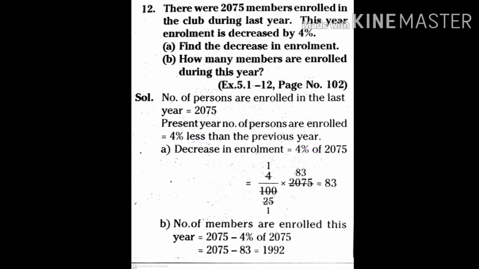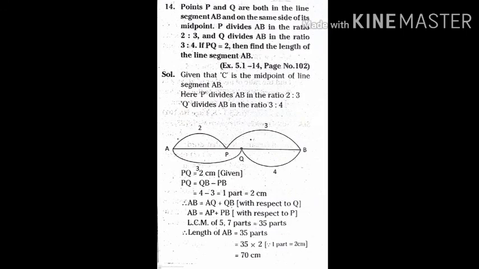Question B. How many members are enrolled during this year? Solution for B. Number of members enrolled in this year is equal to 2075 minus 4% of 2075. That is equal to 2075 minus 4% of 2075, which means 83. After subtracting, we get 1992.